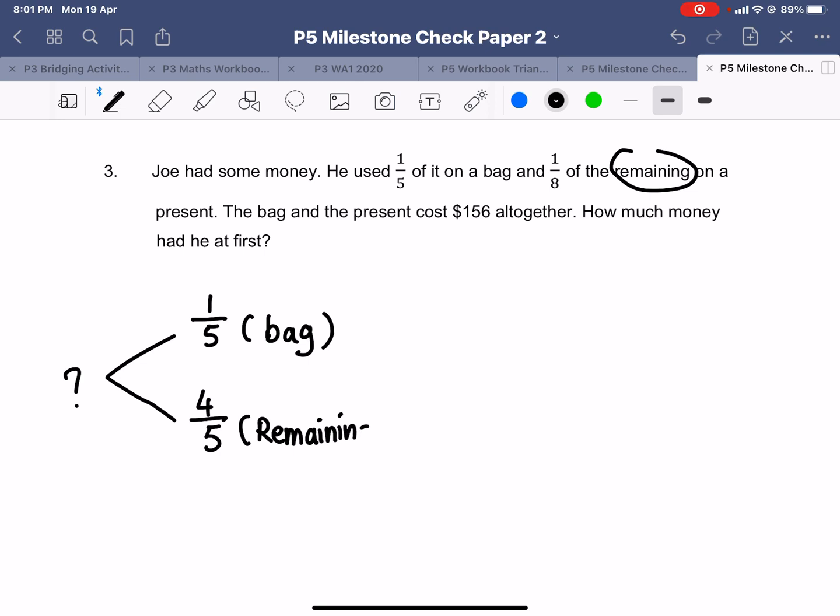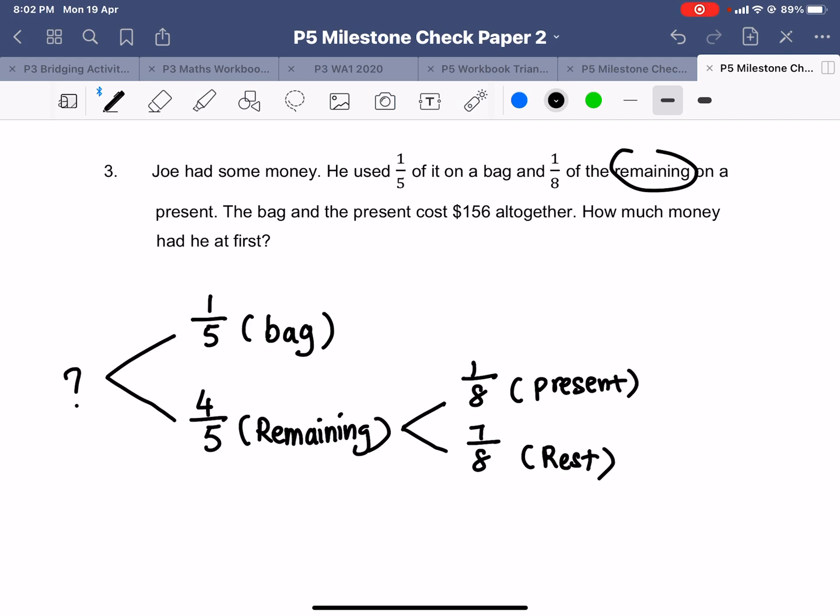Now let me read on the story. She spent 1/8 of the remaining on a birthday present. So we're going to continue the branch from remaining. Since this is the amount of money she's going to spend from the remaining, the 1/8 is the present that is being spent. Now this leaves us with 7/8, which you can call remaining, or you can call the rest.